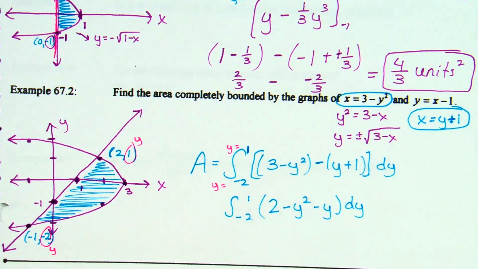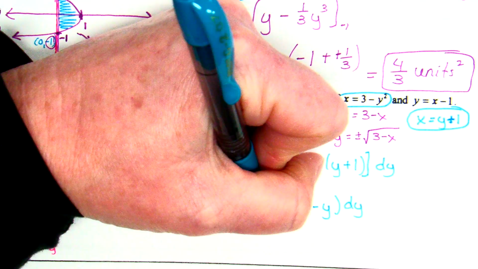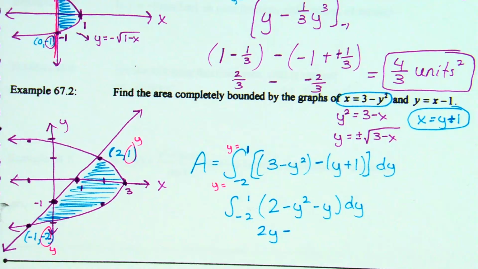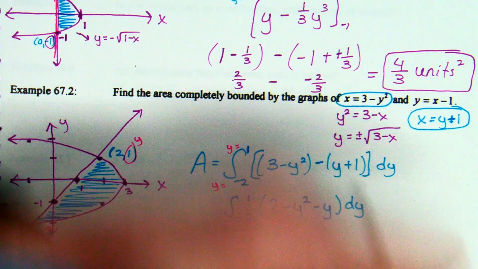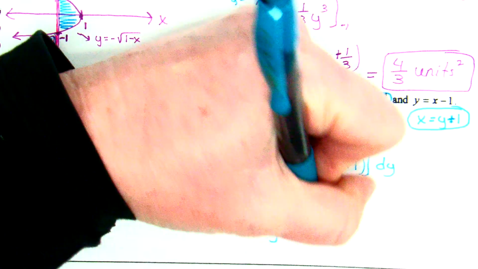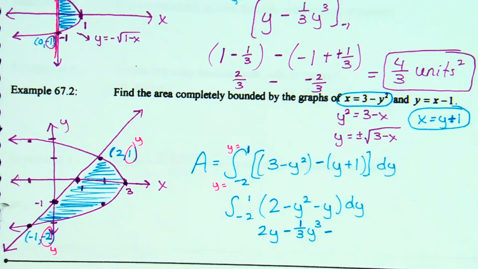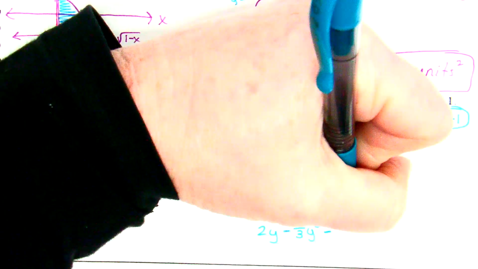Okay. What's the integral of 2? 2y. Minus integral of y squared, 1/3 y cubed. Minus the integral of y, 1/2 y squared. Add 1 to the power and divide by a new power. So 1/2 y squared evaluated from -2 to 1.